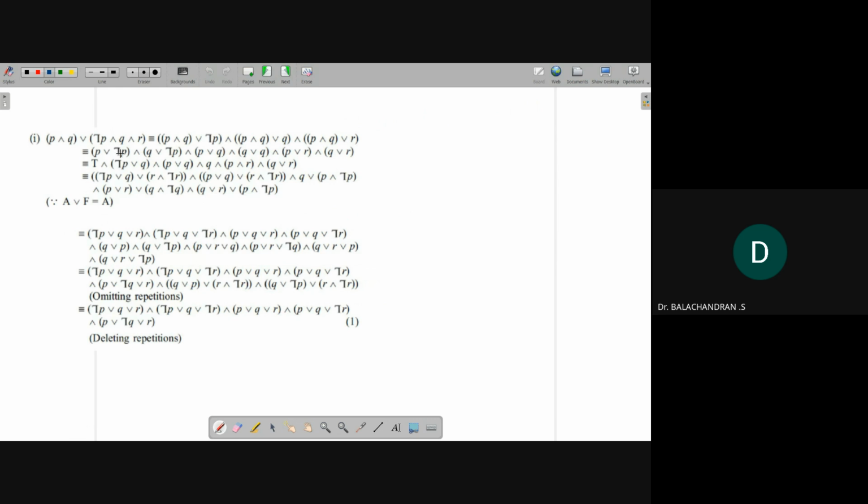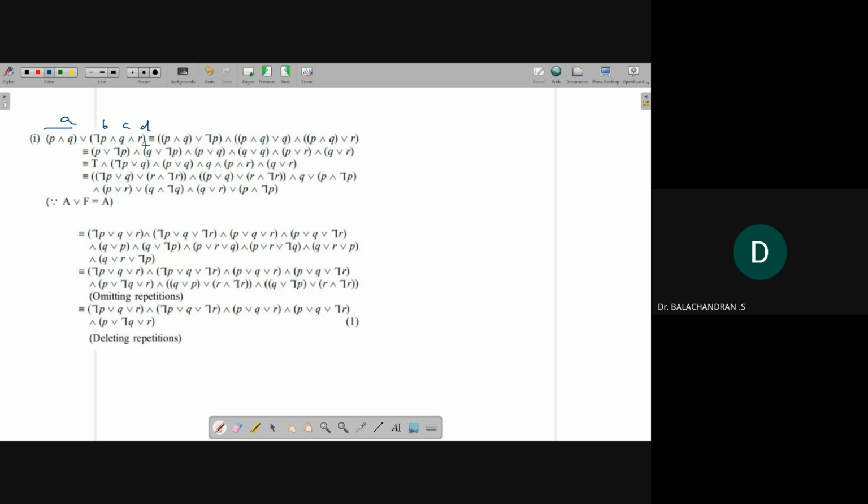So actually, I think they try to get PCNF from CNF. Maybe, I think so. I will just check it. So this is the given problem. Okay, they are applying the distributive law. So this is A, this is B, this is C, this is D.